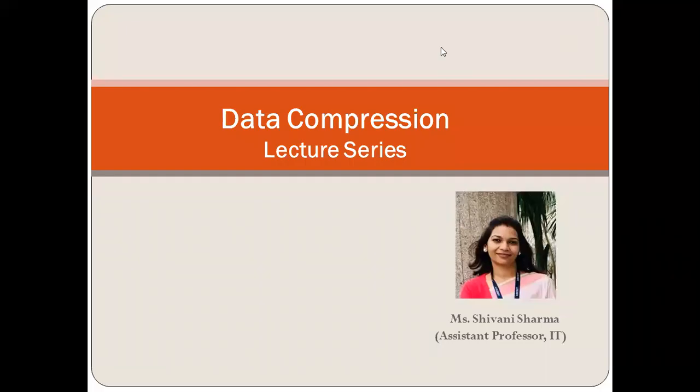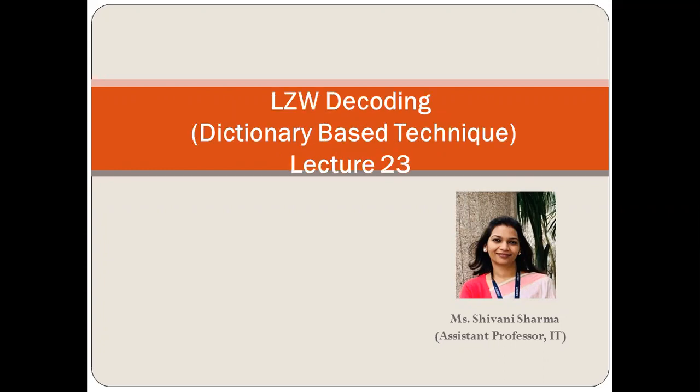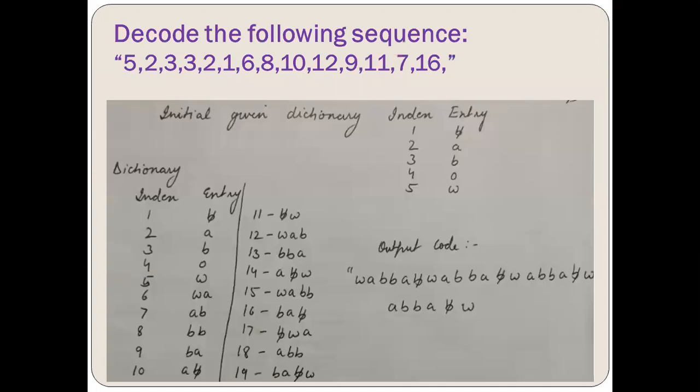Hello everyone. The next topic for today's lecture is the decoding of LZW. We have already seen the encoding procedure in our earlier lecture for LZW, that is a dictionary based technique. So now we are only going to see how we can decode the LZW given sequence and what is the procedure. So let's understand it with the help of an example. It's important that you should see the earlier video of the encoding technique of LZW so that it will be easier for you to understand the decoding technique, right?